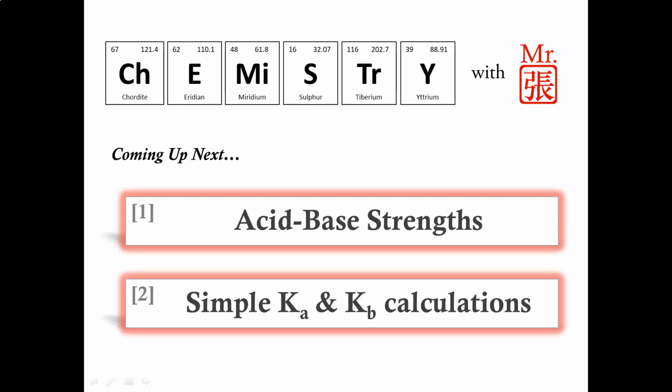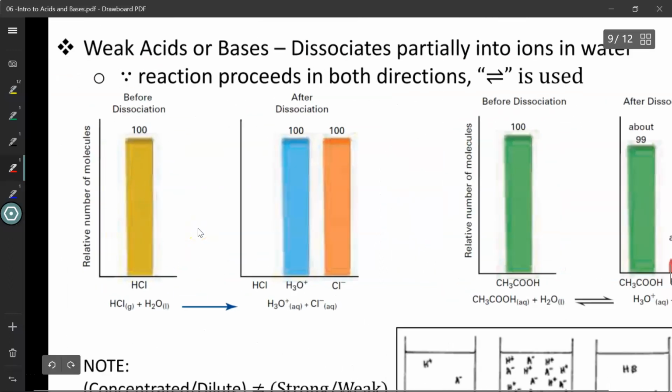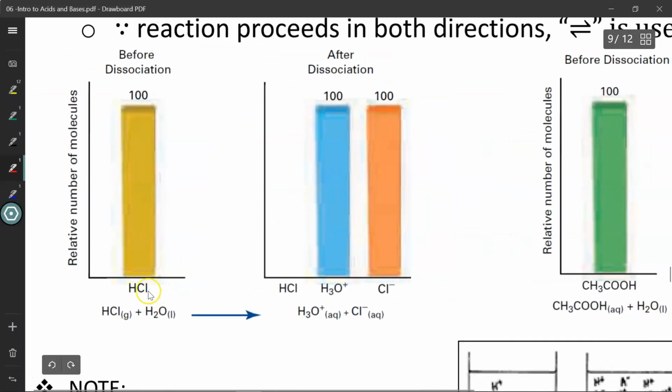In this video tutorial, we'll be looking at acid-base strengths, as well as simple Ka and Kb calculations. A strong acid or a strong base is one that dissociates completely into its ions when in water. So, if you take a look at this situation over here, hydrochloric acid is considered to be strong.